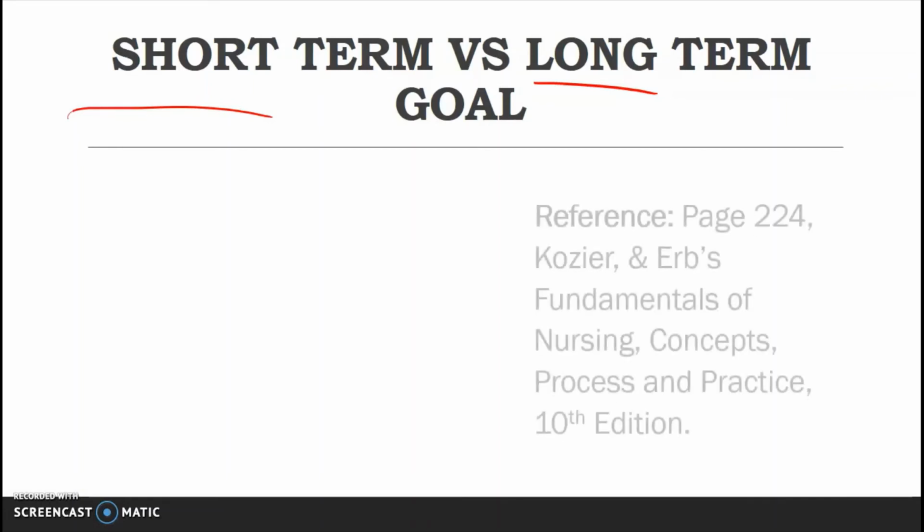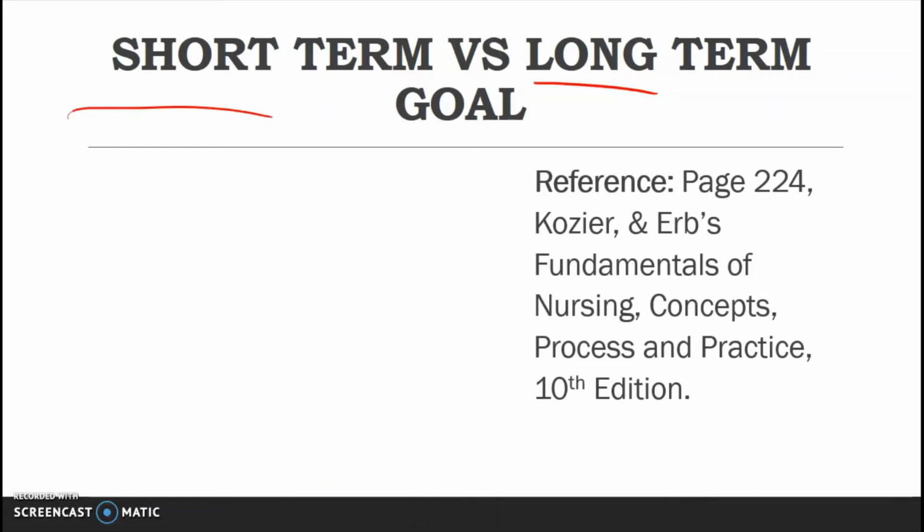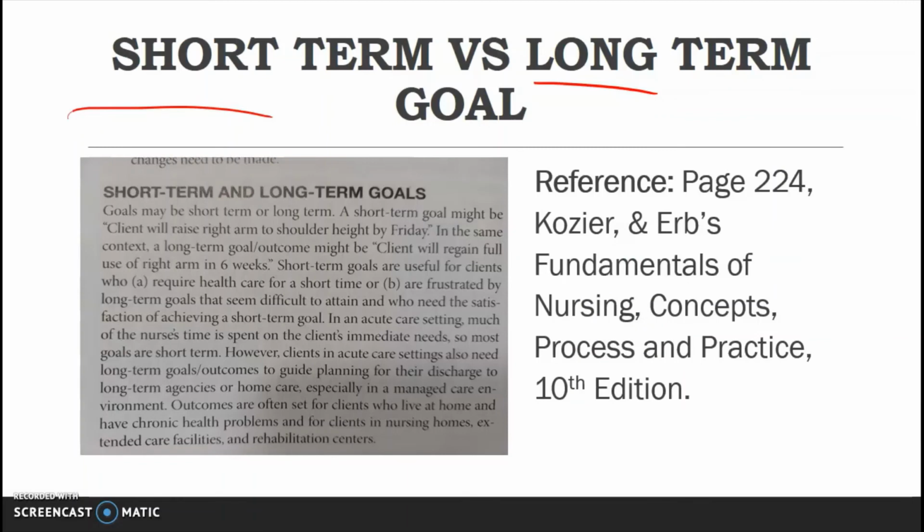Okay, let me start. So, short-term goal. Let us try to differentiate this from different references, so that we'll be able to come up with a conclusion on how we are going to approach later on kung gagawa na tayo ng short-term and long-term goal. According to Kozier in Erb's, page 224, Fundamentals of Nursing: Concepts, Process, and Practice, 10th edition. Goals may be short-term or long-term. A short-term goal might be: client will raise arm to shoulder height by Friday. In the same context, a long-term goal outcome might be: client will gain full use of right arm in 6 weeks.